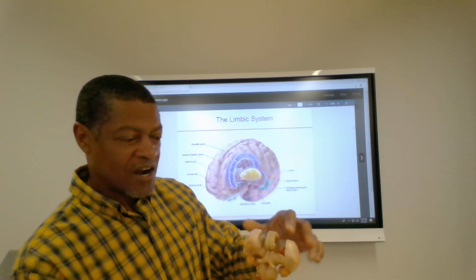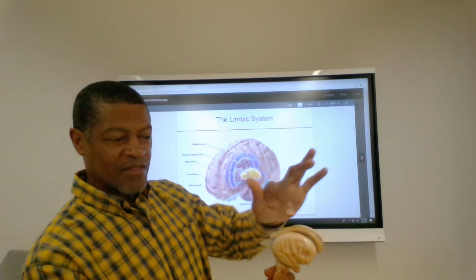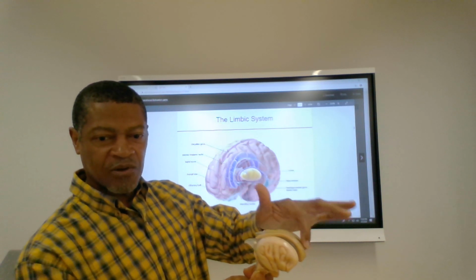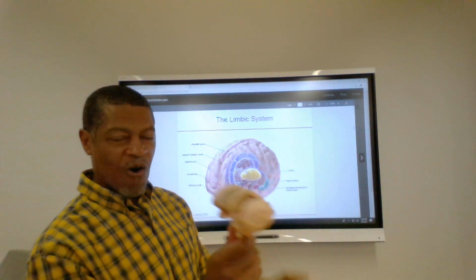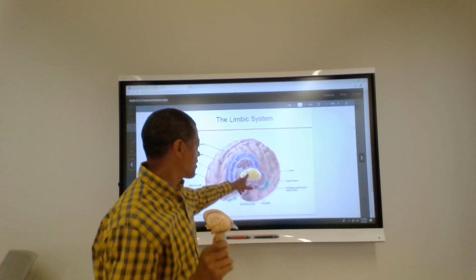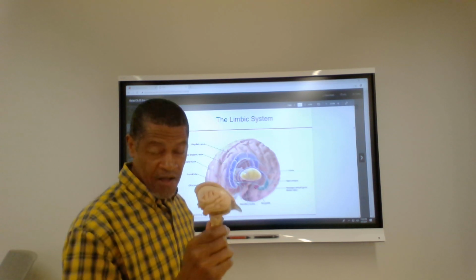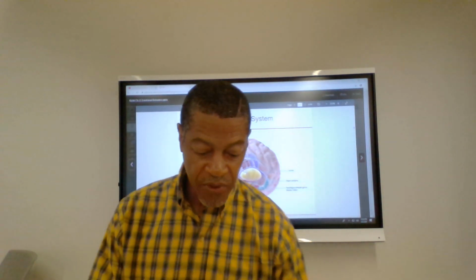But then the cingulate gyrus is below this thing right here. It's called the corpus callosum. So all these structures that we just said right here are also right here, but they're controlling your emotions without you thinking about it.